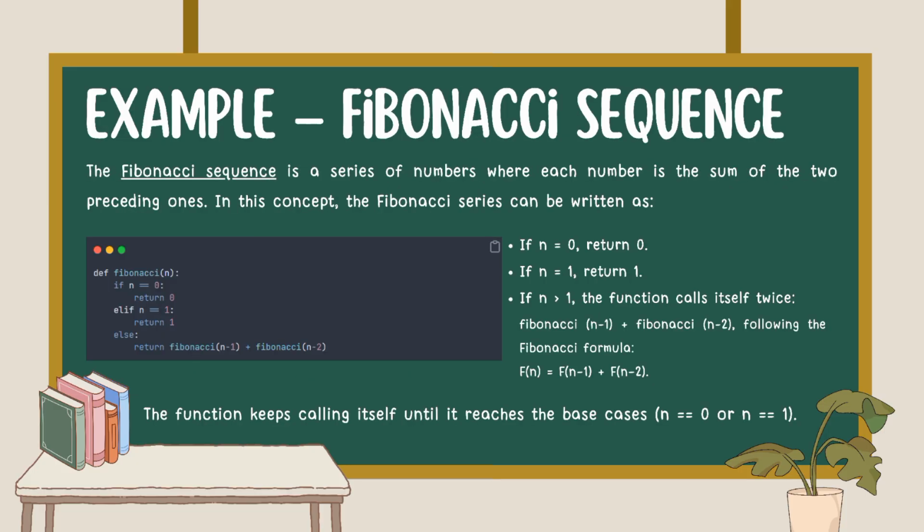Example: Fibonacci sequence. The Fibonacci sequence is a series of numbers where each number is the sum of the two preceding ones. In this concept, the Fibonacci series can be written as: if n equals 0, return 0. If n equals 1, return 1. If n is greater than 1, the function calls itself twice, Fibonacci(n - 1) plus Fibonacci(n - 2), following the Fibonacci formula F(n) = F(n - 1) + F(n - 2). The function keeps calling itself until it reaches the base cases, n equals 0 or n equals 1.